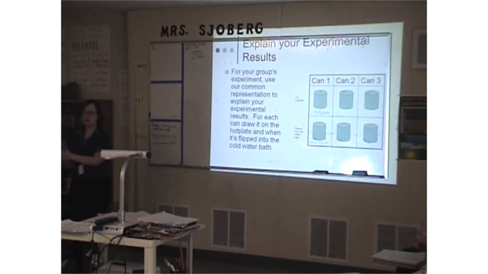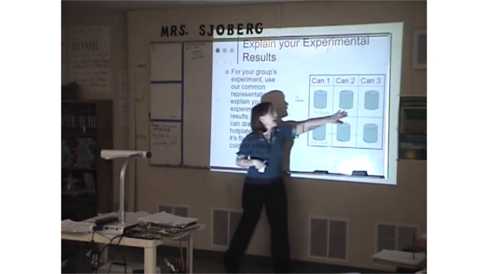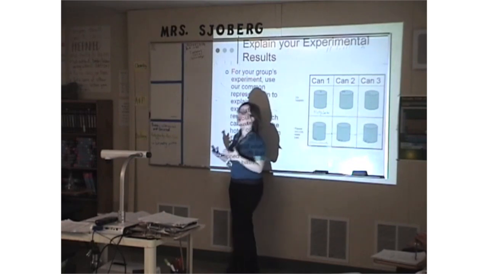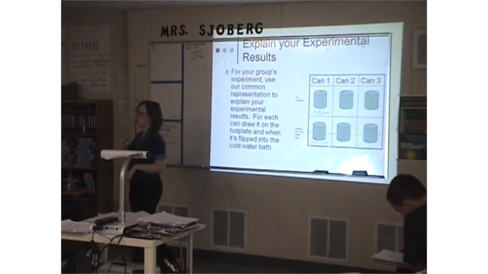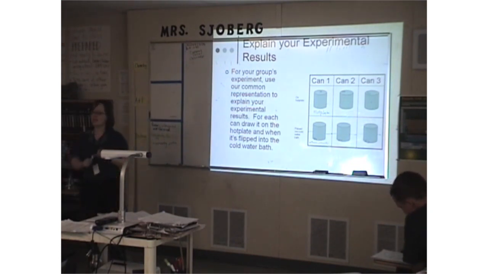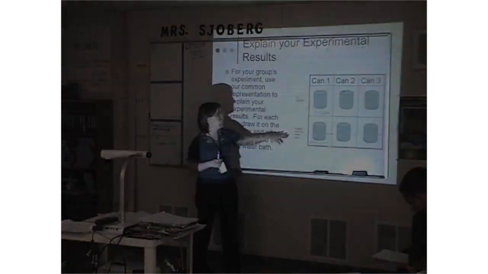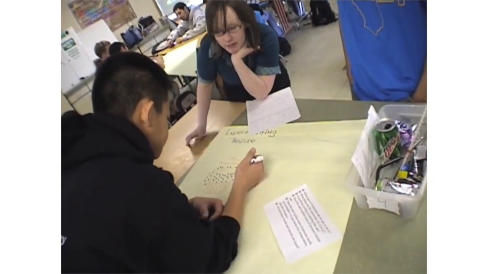Maybe you tested a little bit of water, a lot of water, and a lot more water, or you tested small can, medium can, big can. So each of you had 3 cans. And you're going to use our way of using the X's and the O's, telling me about the phases, all these things to explain why you got the results you did. What phase of matter is this in right here?